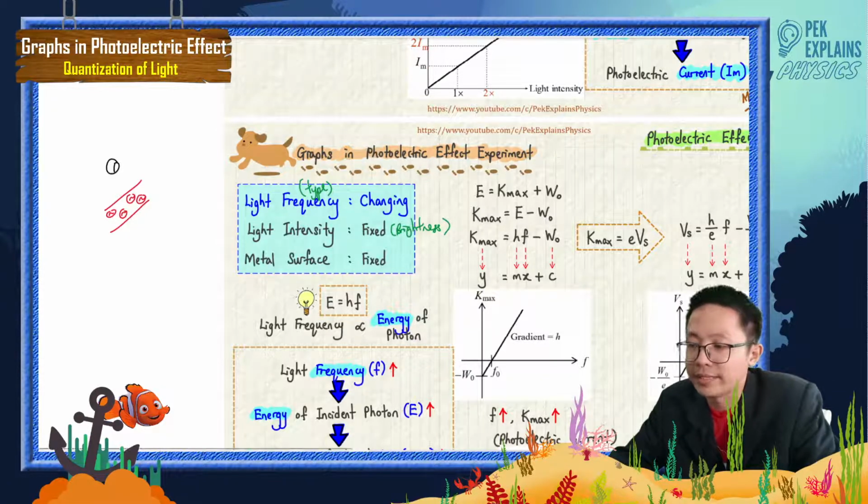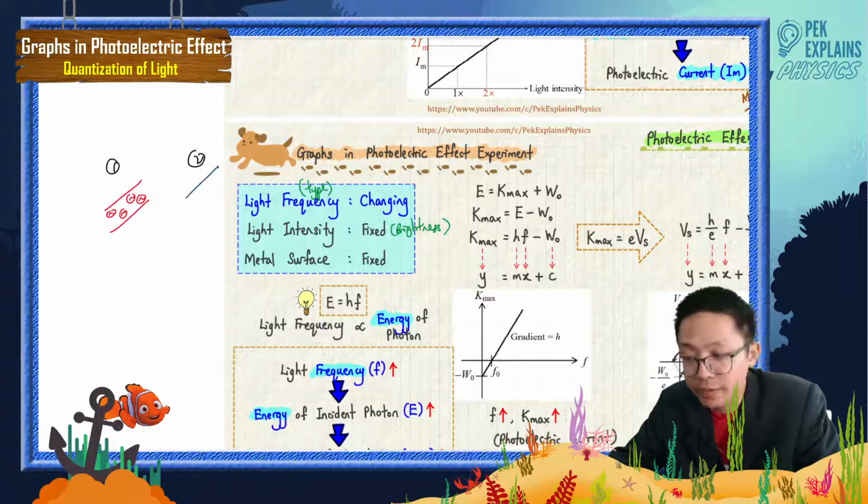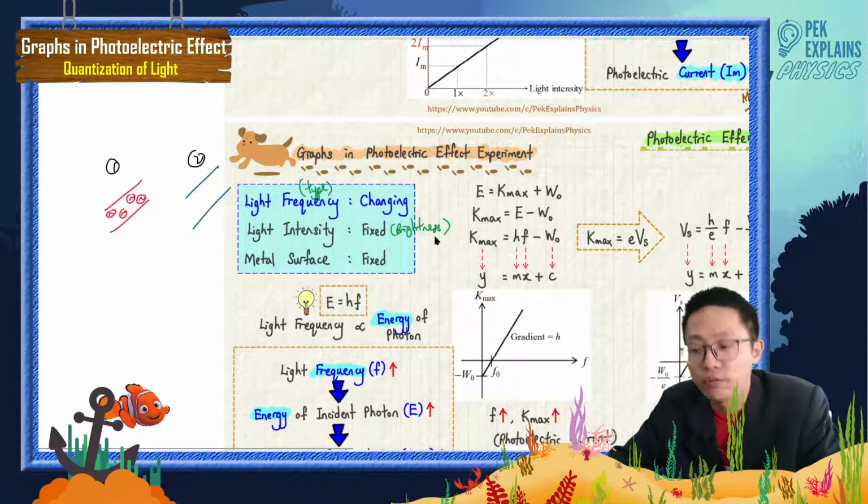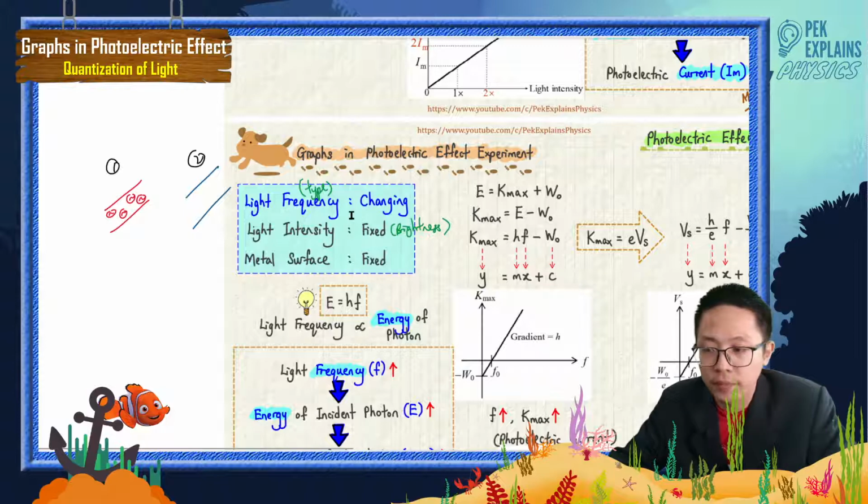And then in the second case I use blue light, a different type of light, but the intensity is the same. The intensity is the same, meaning the number of photons is the same, but you have a different frequency.